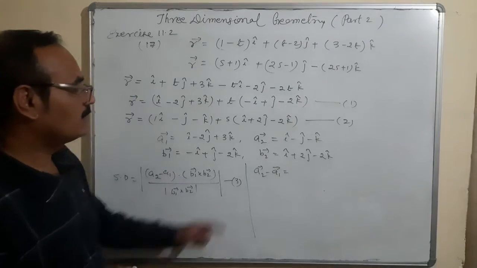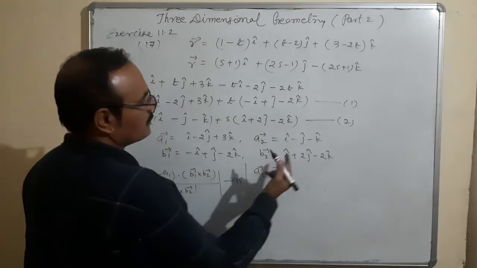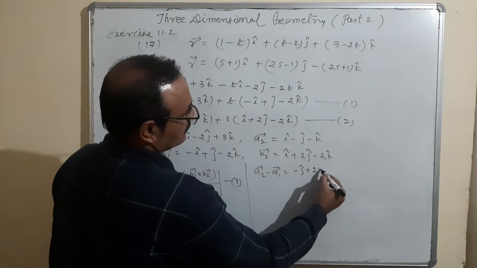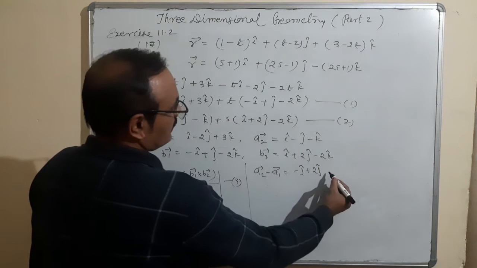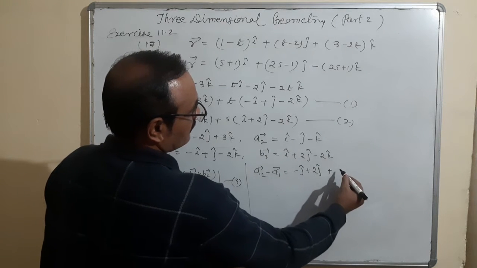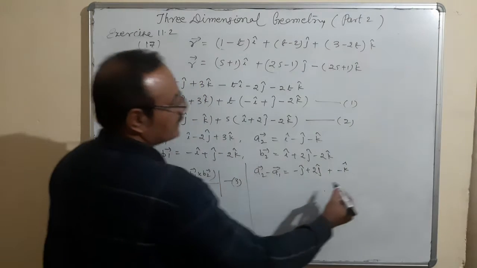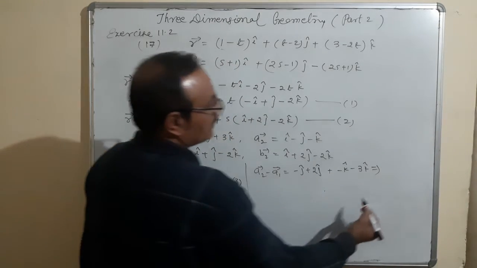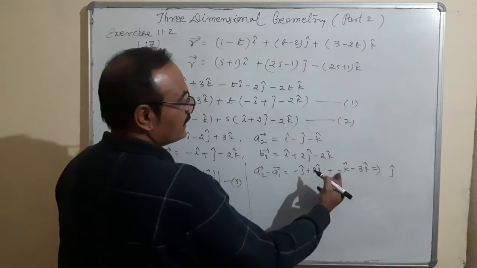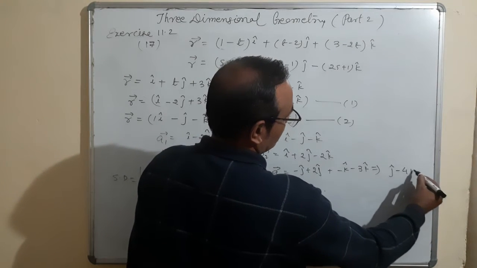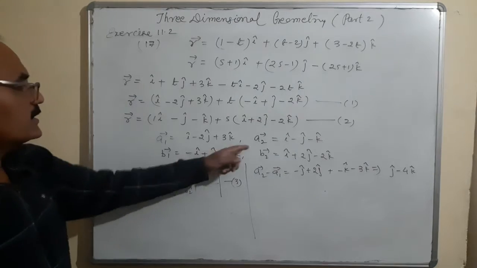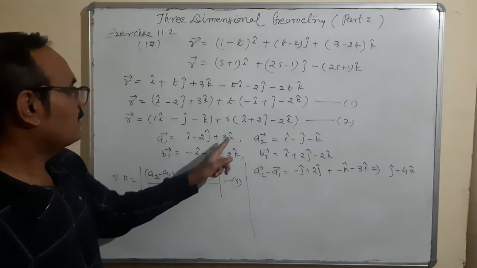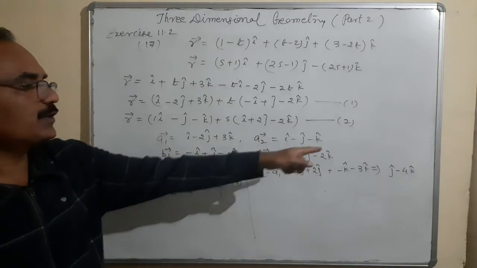A2 minus A1. i minus i is 0. Minus j plus 2j, it is j. Minus k minus 3k, it is minus 4k. So A2 minus A1 is equal to i cancels, minus j plus 2j is j, and minus k minus 3k is minus 4k. This is A2 minus A1.